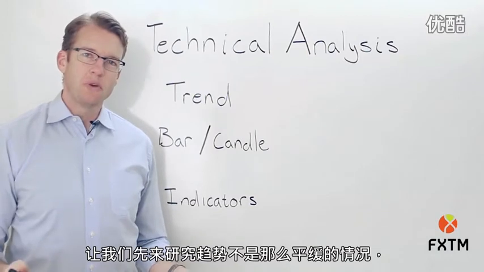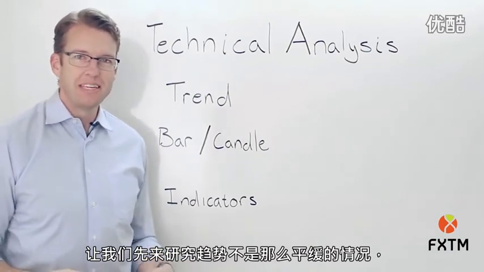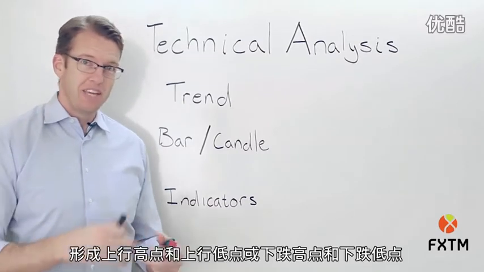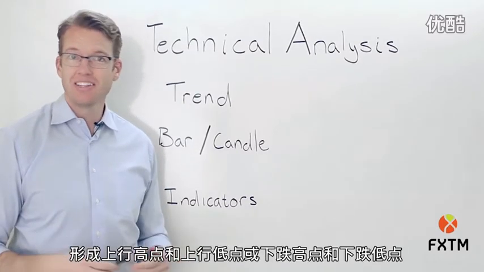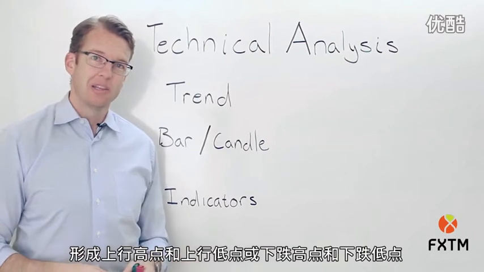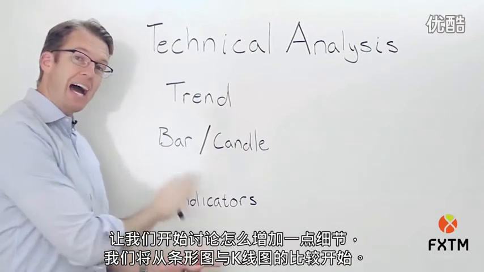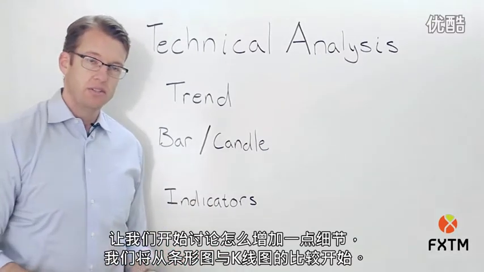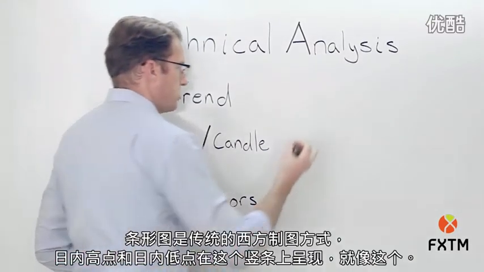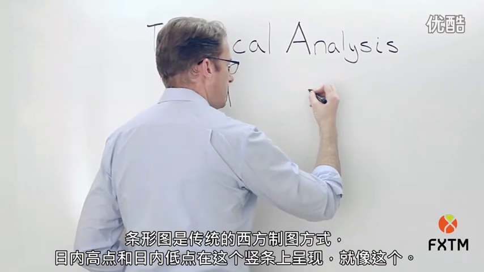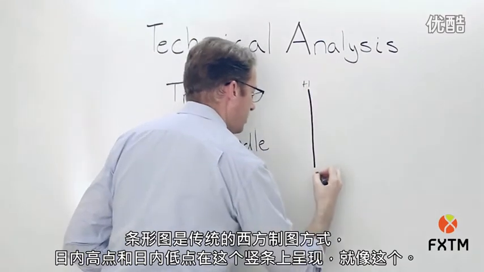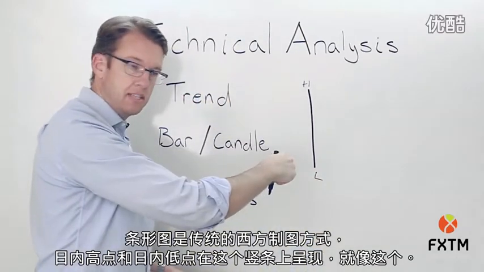All right, now before we can start digging into some of the more complex issues around trends that aren't so smooth, an even series of higher highs and higher lows or lower highs and lower lows, let's start talking about how we add a little bit of detail to our charts. And we're going to start with bars versus candles. Now, bars is a traditional Western charting methodology where the day's high and the day's low is represented by this vertical bar, just like this.